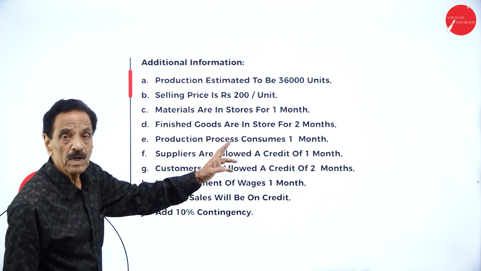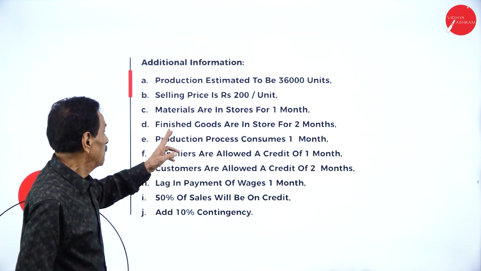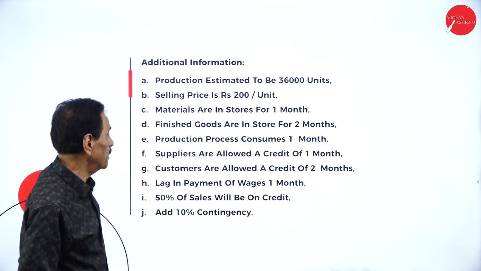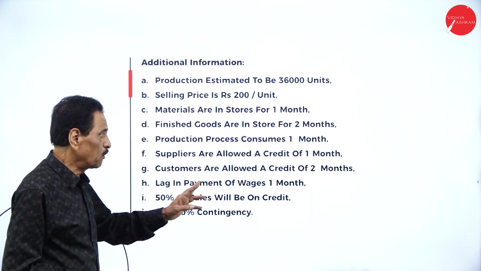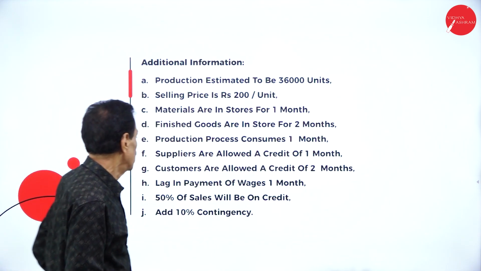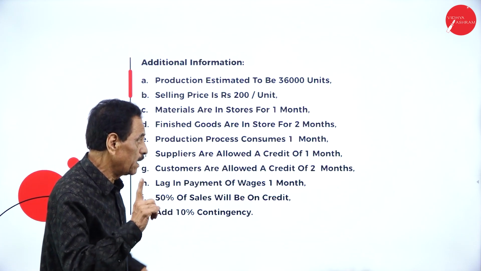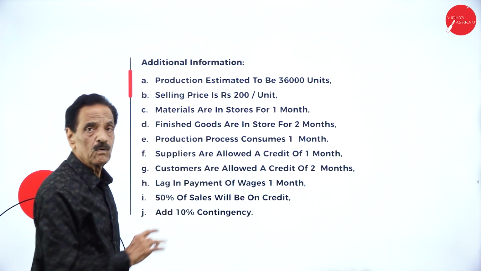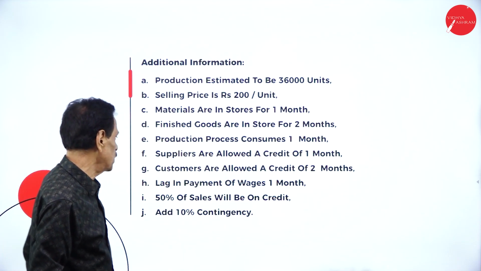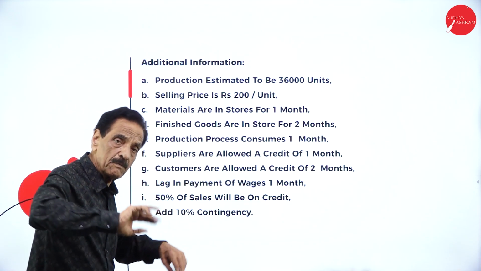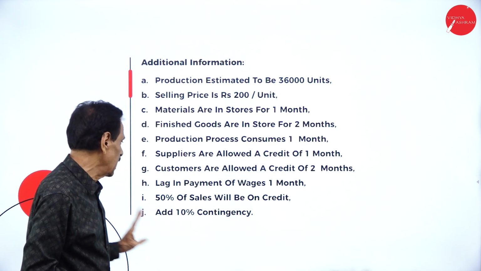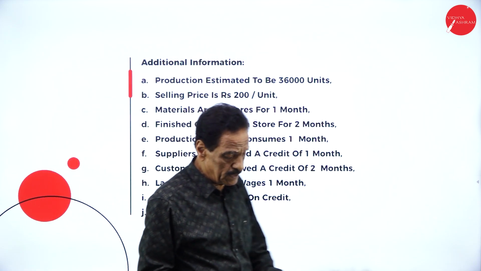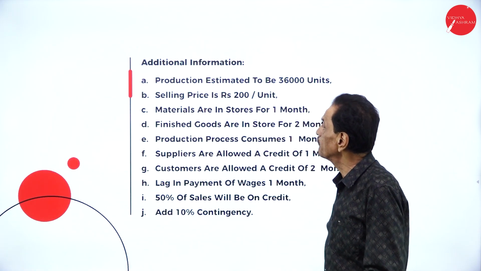Then additional information: production estimated to be 36,000 units. Selling price is 200 rupees per unit. Materials are in store an average of 1 month. Finished goods in store average of 2 months. Production process consumes 1 month. Suppliers are allowed a credit of 1 month. Customers are allowed a credit of 2 months. Lag in payment means we will pay back after some time. 50% of sales will be on credit, with 10% contingency.